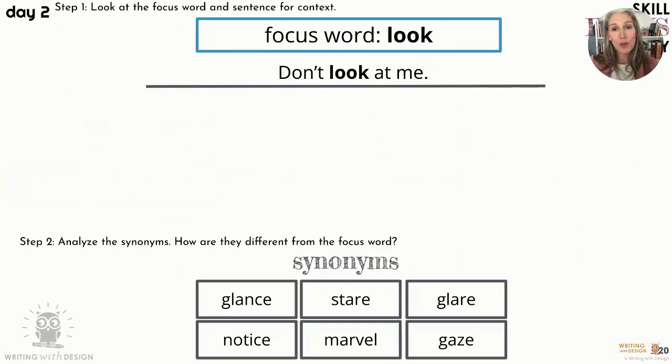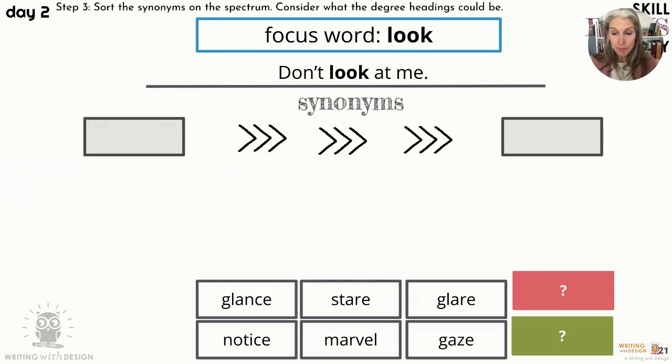So day two, the focus word is look. Don't look at me. Don't glance. Don't stare. Don't glare. Don't notice. Don't marvel. Don't gaze. So all of those synonyms can be used right in that same sentence. And so we want students to walk through the same steps, right?